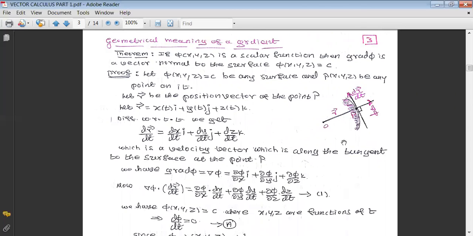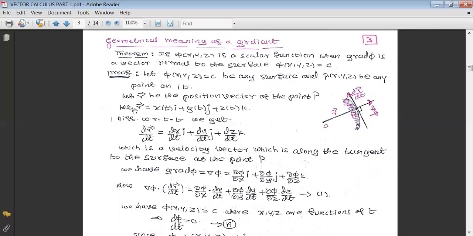Now in order to prove this, there are some simple steps. Let us discuss how the proof flows. Let pi of xyz equals c be a surface and P(x, y, z) be any point on it. What is marked here is some curve that represents a surface, and this particular point P is any point on the surface, and r bar is the position vector of the point P.